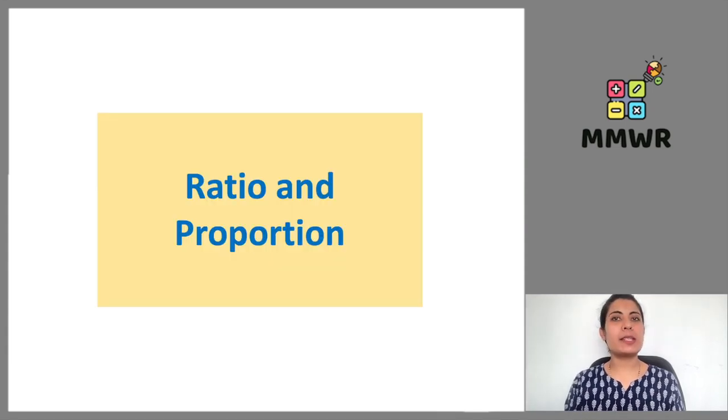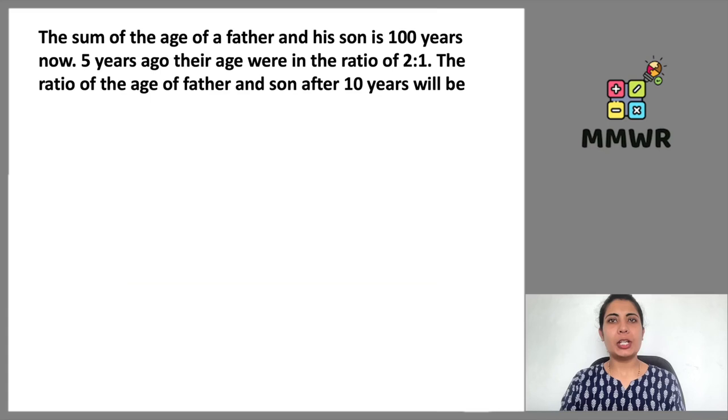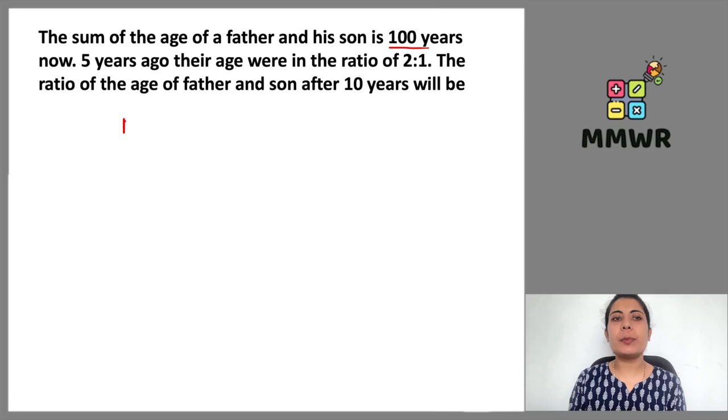Today we will be discussing age based problems. So here we have part 2 of age based problems, which is type 5. The first question: the sum of the age of father and his son is 100 years. Nothing is mentioned, that means this is the present age. At present, the sum of son and father's age is 100 years, right?